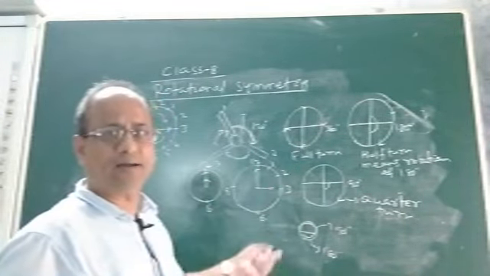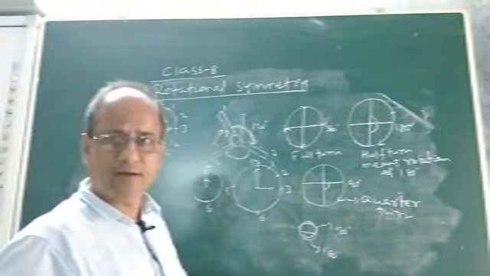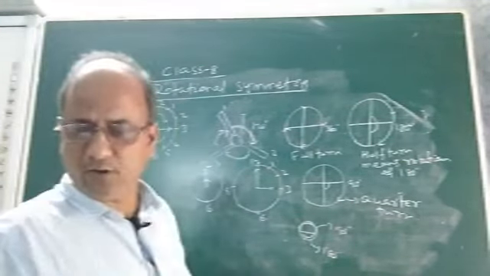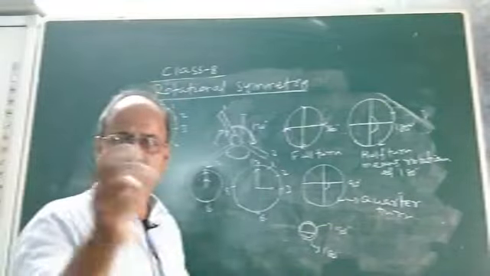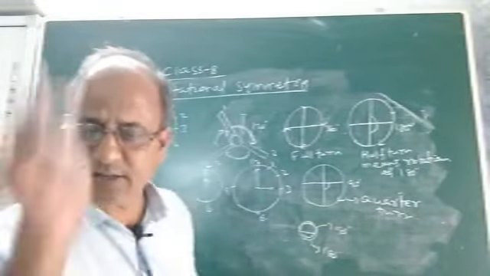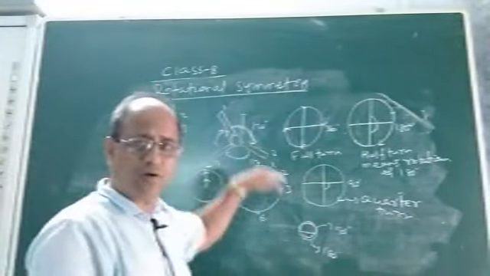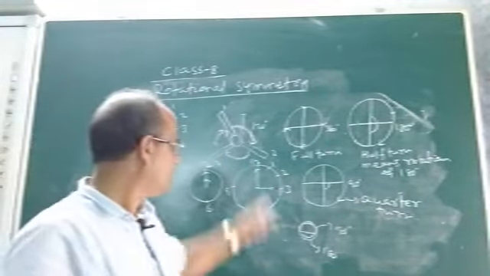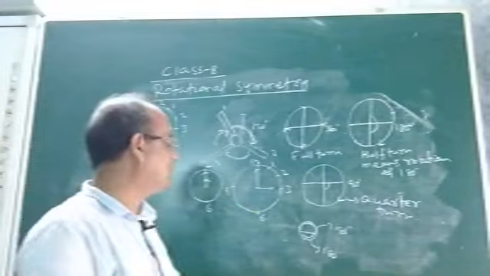So how many complete turns will the minute hand make in order that the time will be 3 o'clock? Definitely 3 turns. It will rotate 3 full rounds. The minute hand will rotate 3 full rounds, or it will complete 3 turns, so that the time will be 3 o'clock.